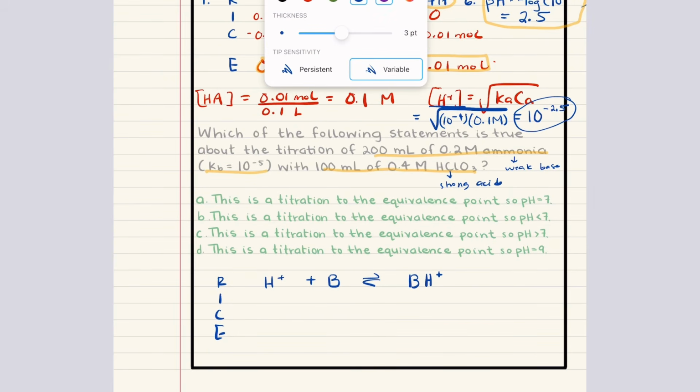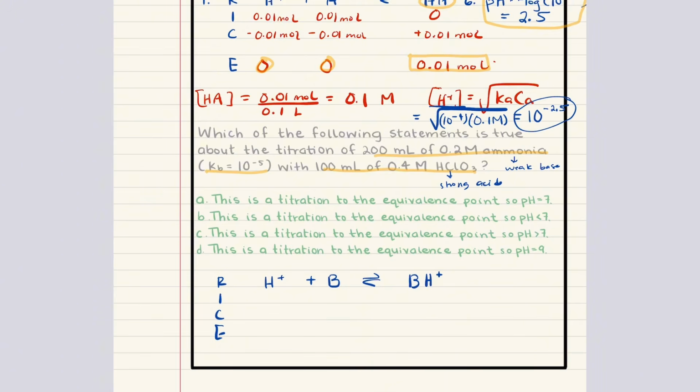Step 4, we're going to write the RICE table in moles. So here we need to do a couple of conversions to figure out the number of moles of our weak base, ammonia. We're going to take the molarity and multiply by the volume. So this is 0.2 moles per liter times 0.2 liters, and that gives us 0.04 moles. We're going to do the same thing with our hydrogen ion concentration. We take the molarity, multiply by the volume, 0.4 moles per liter times 0.1 liters, and that is equal to 0.04 moles.